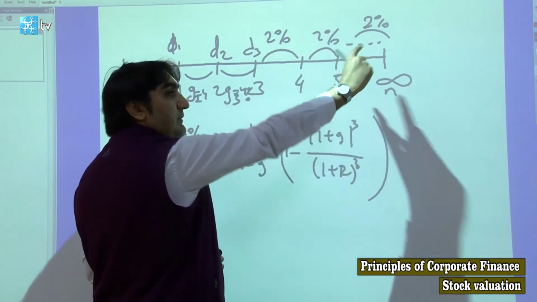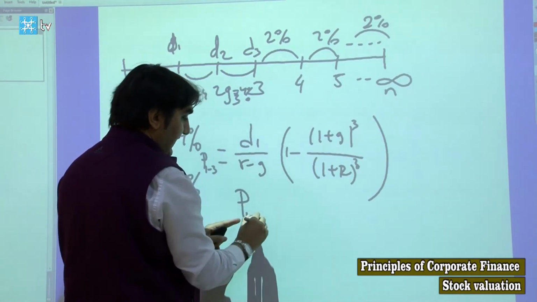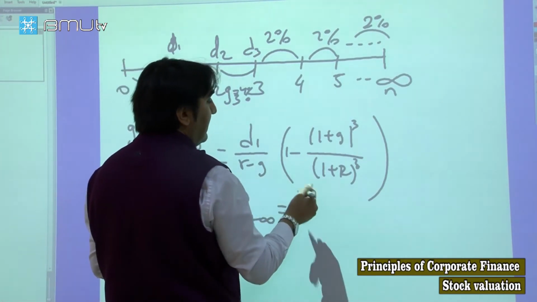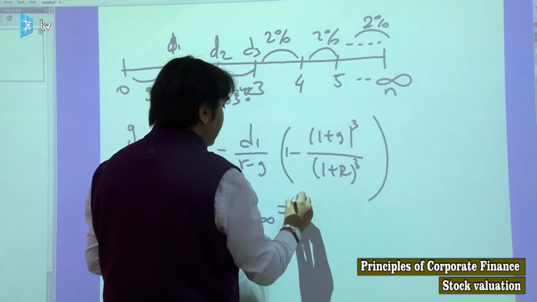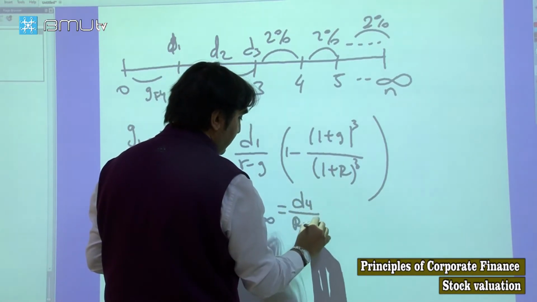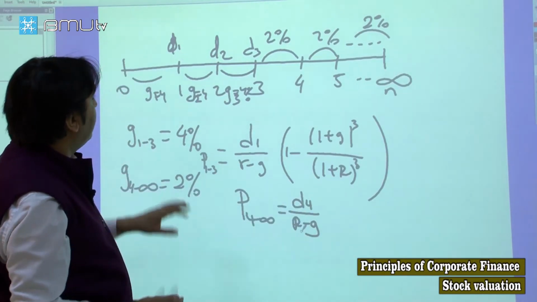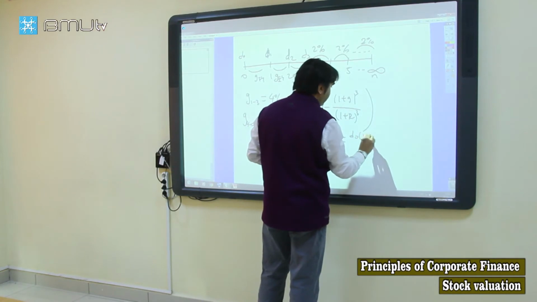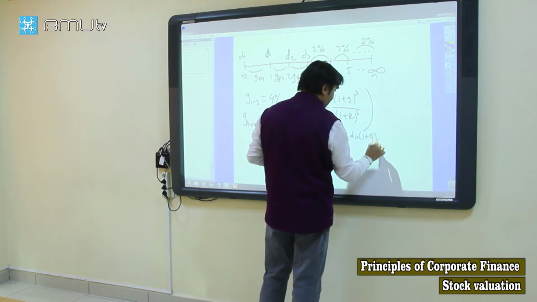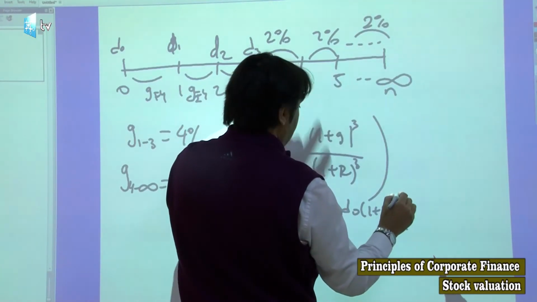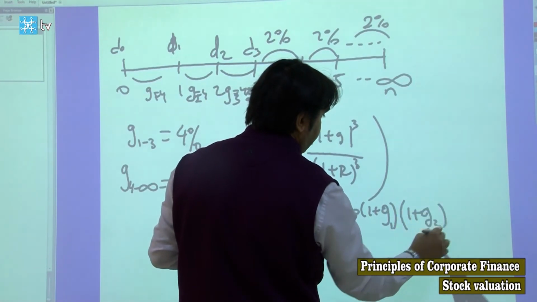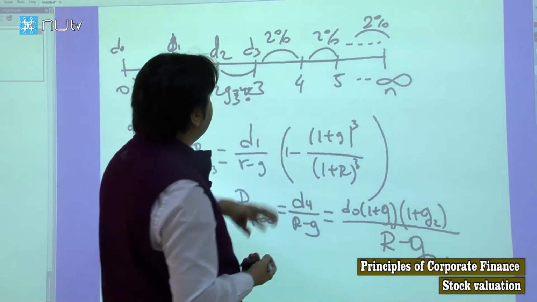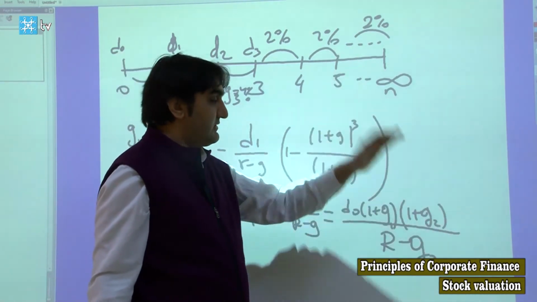And we have this part also. Here we see that it's a growing perpetuity. The present value of the growing perpetuity, we can put it that way, P from 4 to n. The present value of a growing perpetuity is the dividend, here is the cash flow, D4 divided by R minus g. Here our D4 is D0 times (1 plus g1) times (1 plus g2). That is, 1 plus 4%, 1 plus 2%, divided by R minus g.